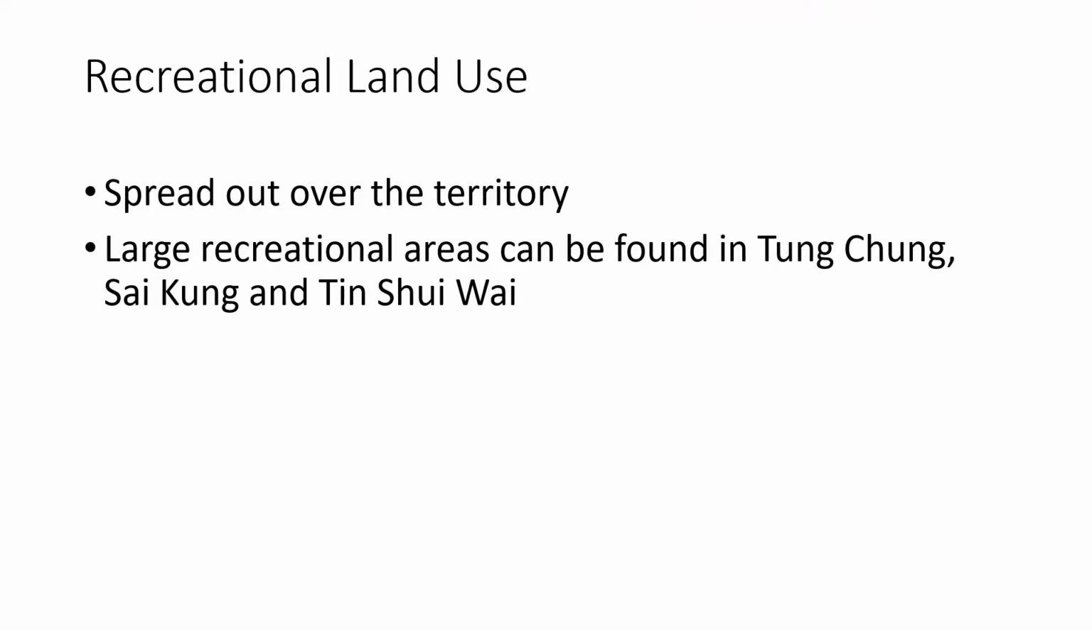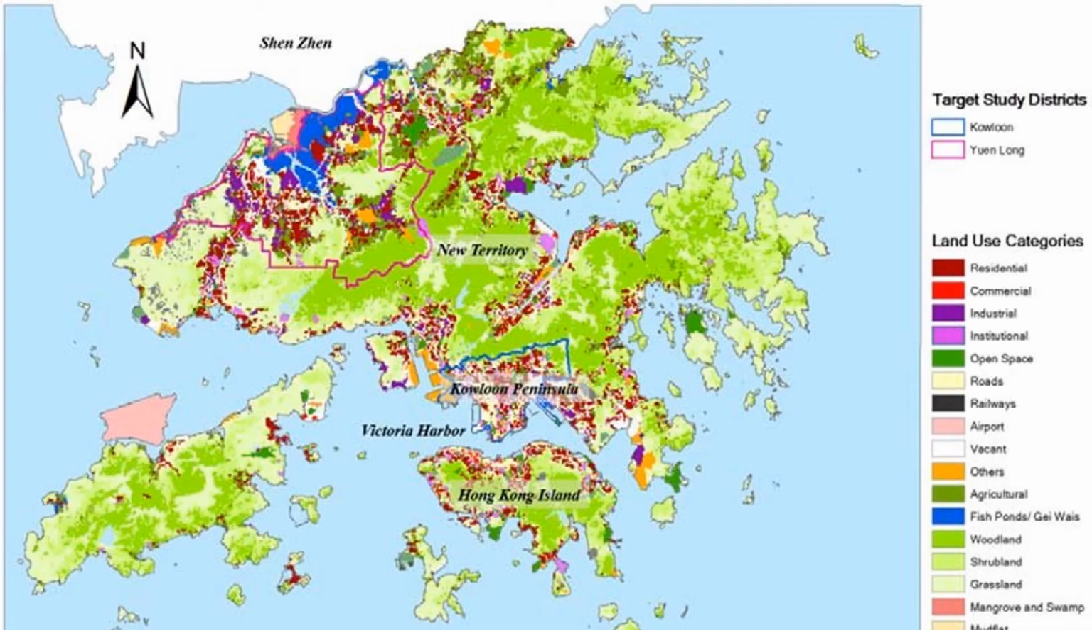And there is some land for recreational activities. And this kind of land spreads over the territory. And there are large recreational areas in Tung Chung, Sai Kung, and Tin Shui Wai. So here is Tung Chung, Tin Shui Wai here, and then Sai Kung.